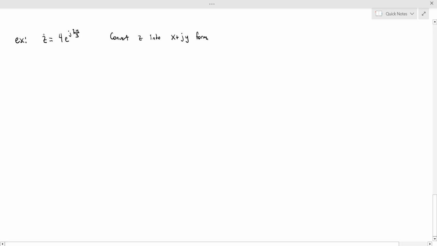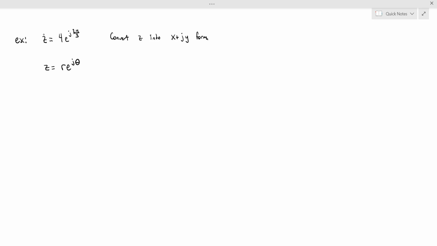Let's consider a complex number z. And let's say this time this number is in the complex exponential form now. And let's use radians instead of degrees for this problem. And let's say we want to convert this complex number into the rectangular format. So we want to write it in the form x plus jy. So to do that, we have z in the r e to the j theta form.